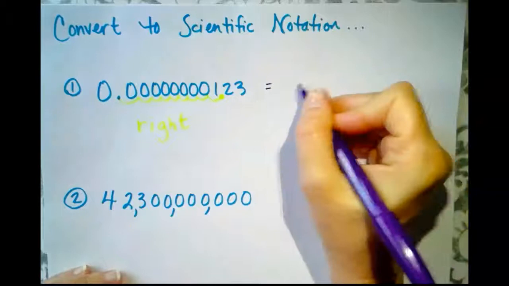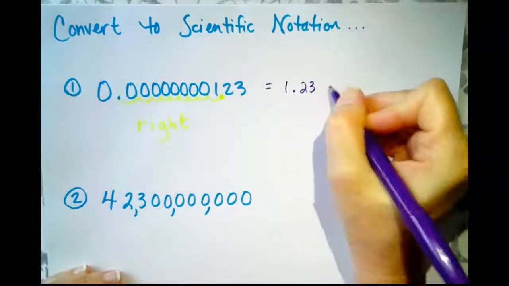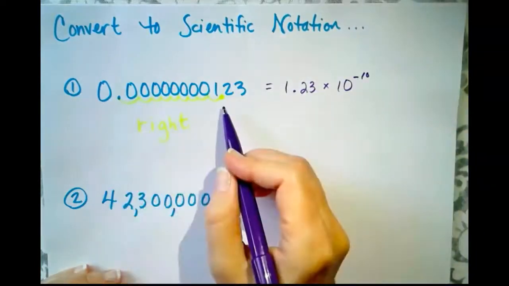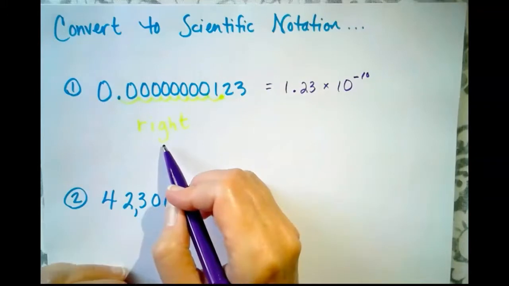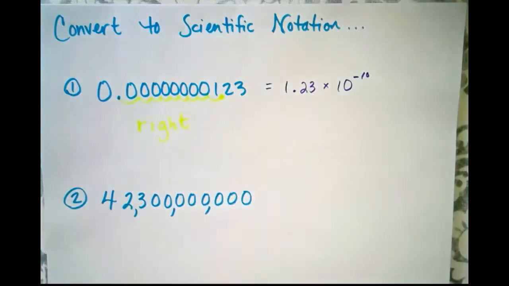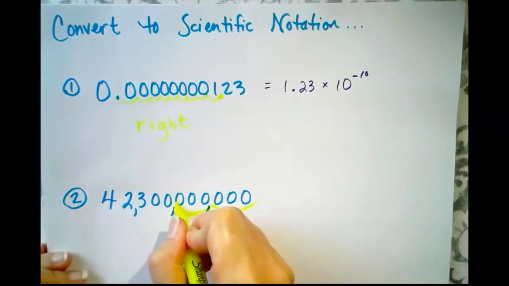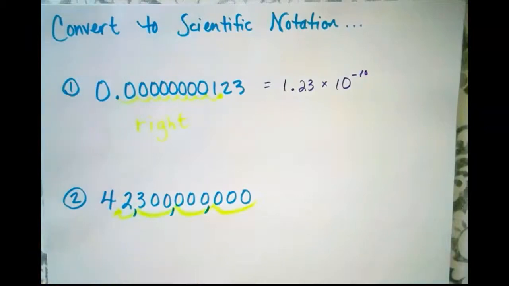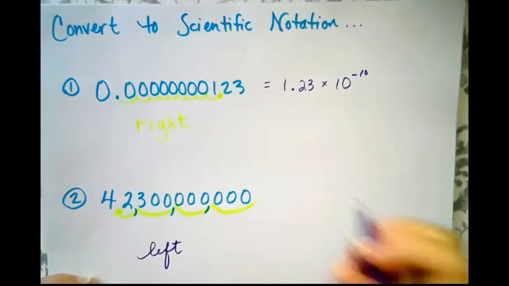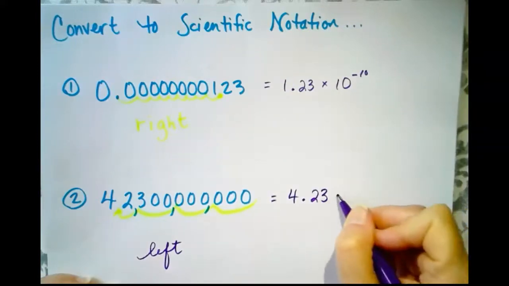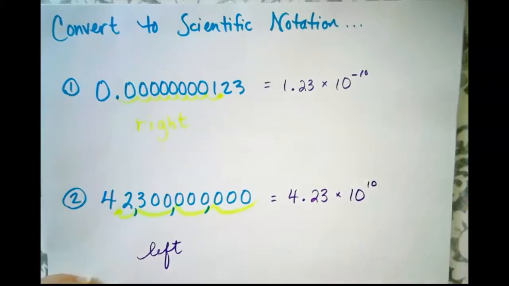So our scientific notation is 1.23 times 10 to the negative 10th. Why? Because we shifted the decimal 10 places to the right. Next, we're going to the left, and this time I'll just count by threes. 3, 6, 9, 10, another 10 places, but this time 10 places to the left. And when we move to the left, obviously we are increasing our number here. So this is 4.23 times 10 to the positive 10.